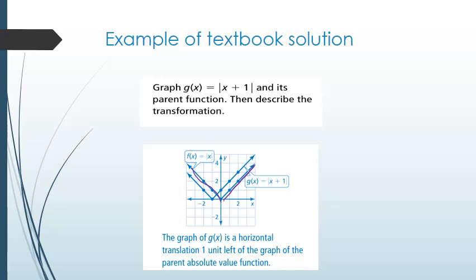So this one, we see it's a horizontal translation 1 unit left. So that's going to be important. In the next section, you're going to learn how to quickly get those transformations.